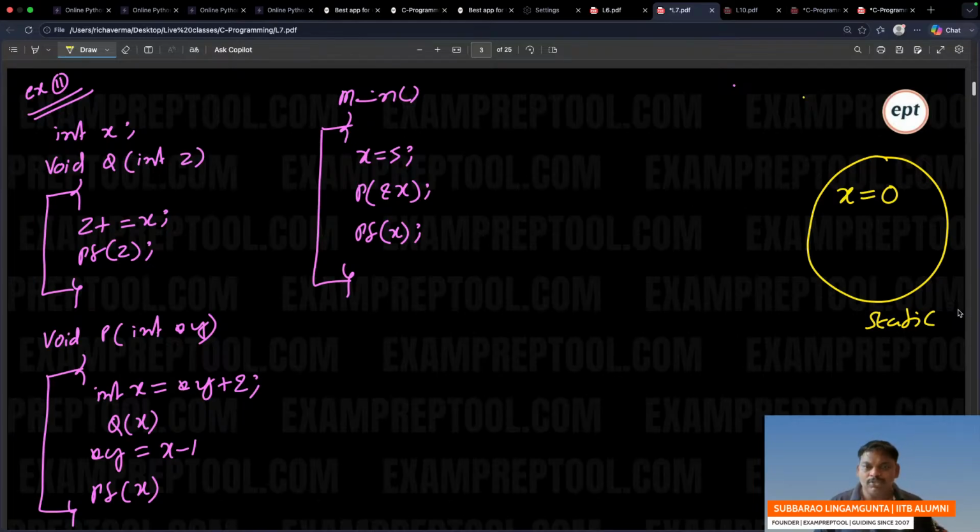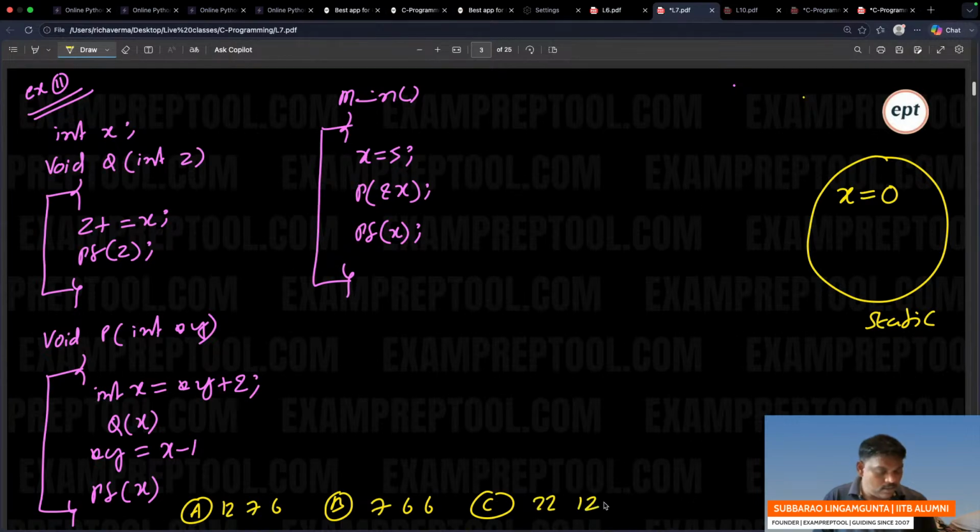And I'm giving the options also, if anyone wants them. Option A, 1276. Option B, 766. Option C, 22, 12, 11. Option D, 1466.